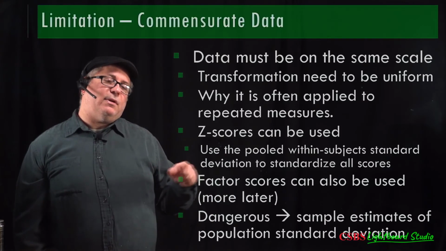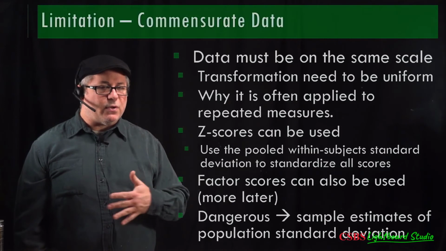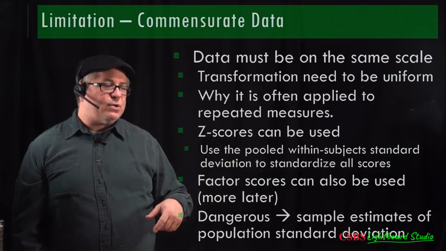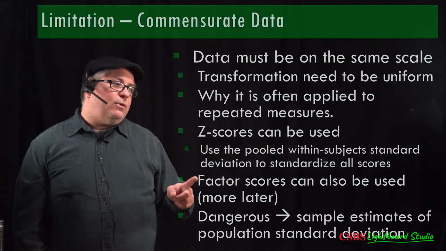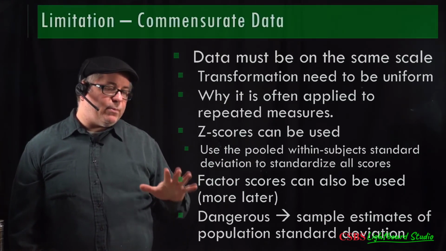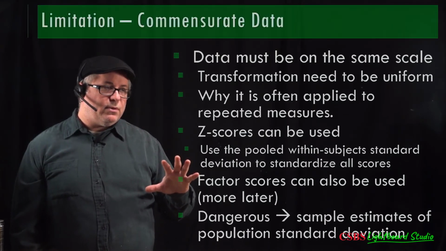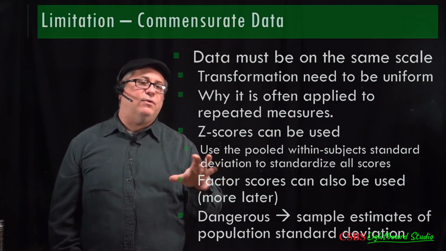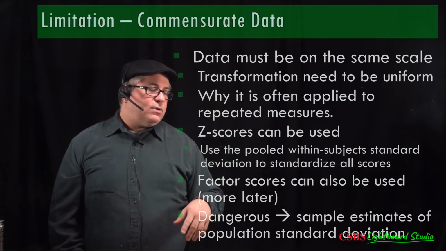And each of the different DVs at different times may have a different standard deviation. So if you're going to standardize all the scores to one standard, it should be done using a pooled within-subject standard deviation, and not just the ones within each of the time points. You can also use factor scores, which we'll come back to, meaning that you have a bunch of DVs that are measuring something similar. You could use those to create a factor and create factor scores for each person instead of using all the DVs combined, as a way of getting around the commensurate data issue.